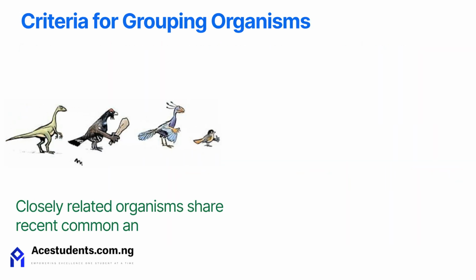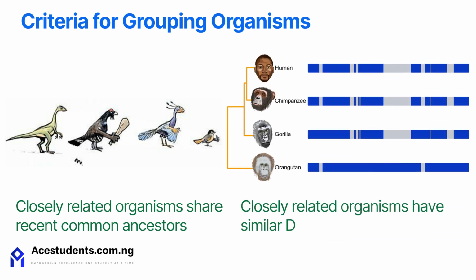Classification is closely linked to evolution. Organisms that share a recent common ancestor are more closely related. As a result, closely related organisms also have more similar DNA sequences. DNA acts as strong evidence for determining relationships.